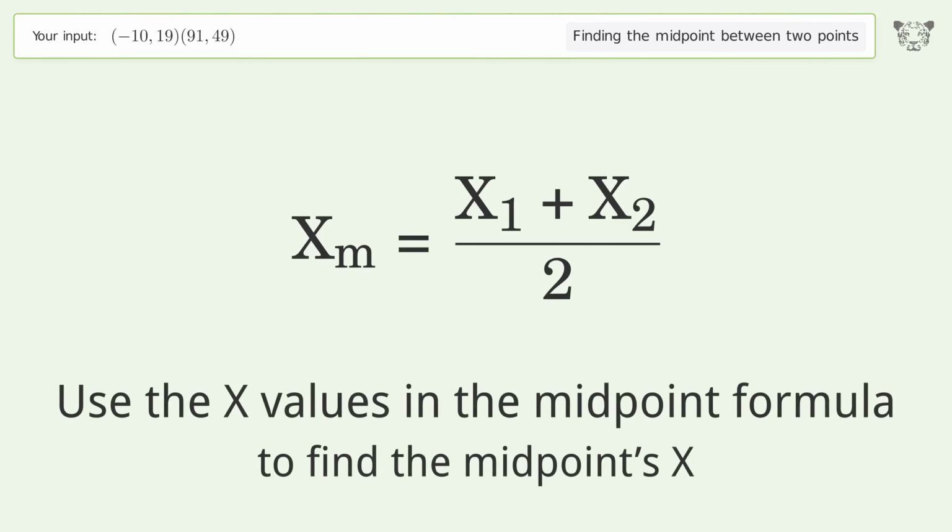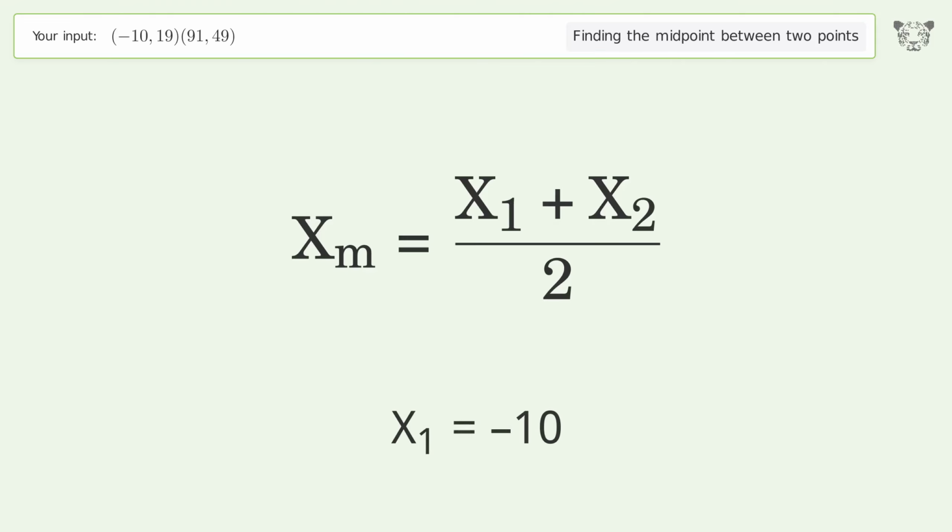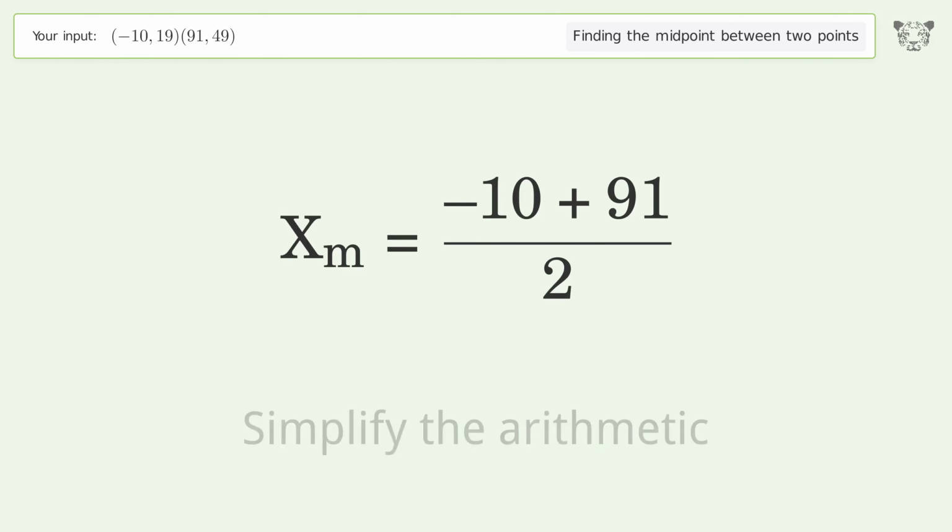Use the x values in the midpoint formula to find the midpoint's x. x1 equals -10. x2 equals 91. Simplify the arithmetic.